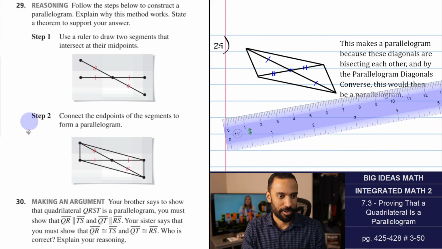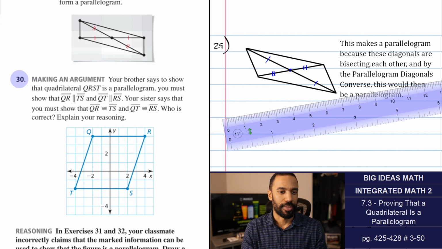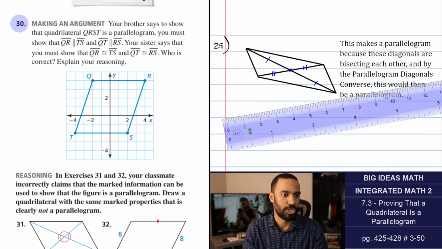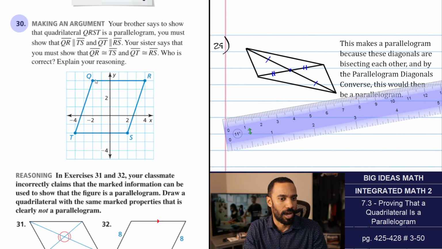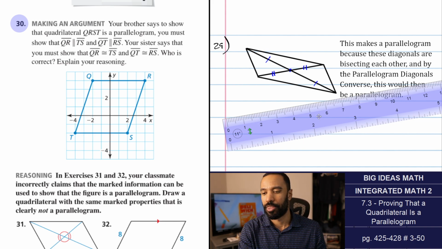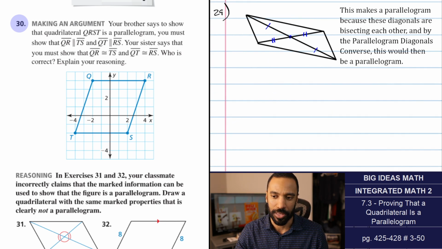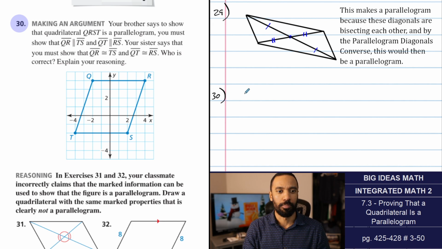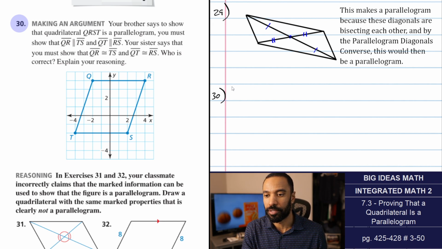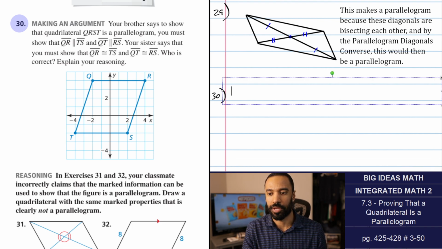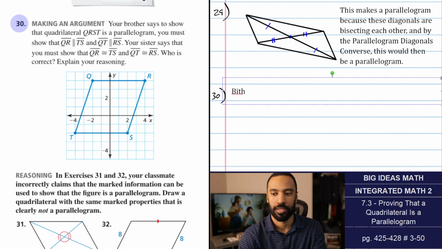Is this all construction moving forward? Number 30. Your brother says to show that the quadrilateral is a parallelogram, you must show that QR and TS, QT and RS are parallel. Your sister says you must show QR is congruent to TS and QT is congruent to RS. Who is correct? Explain your reasoning. They're both correct. There's more than one thing you can use. I even demonstrated that. I didn't do all the sides congruent, but your brother is correct, and my sister is correct. Both my brother and sister are correct.